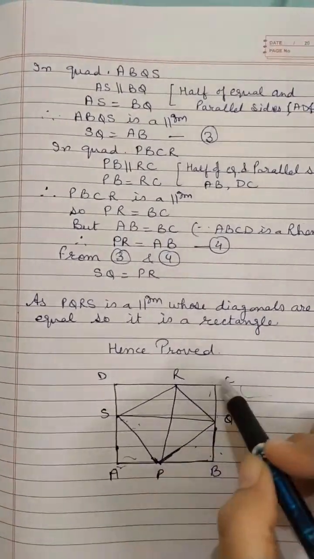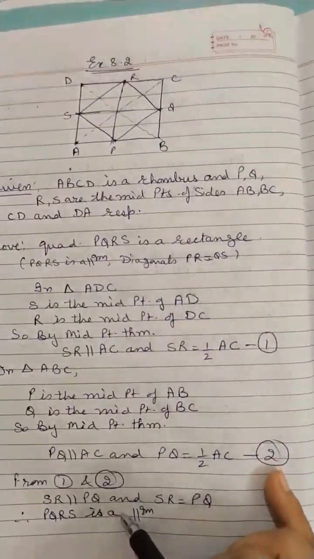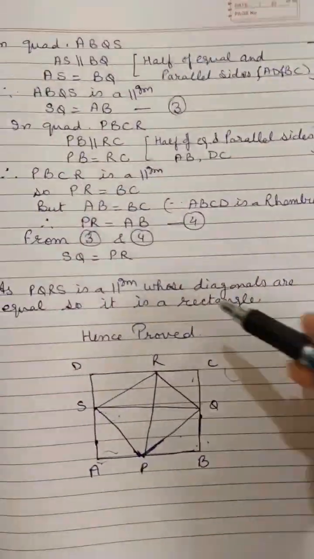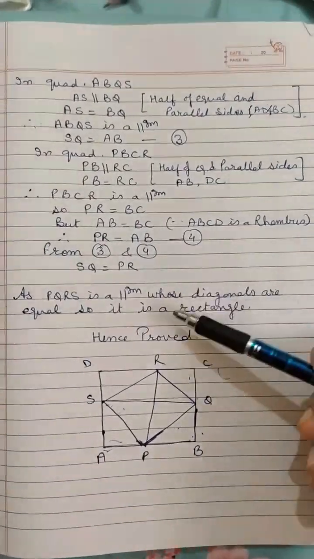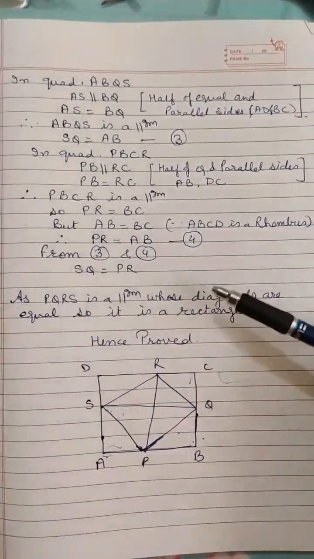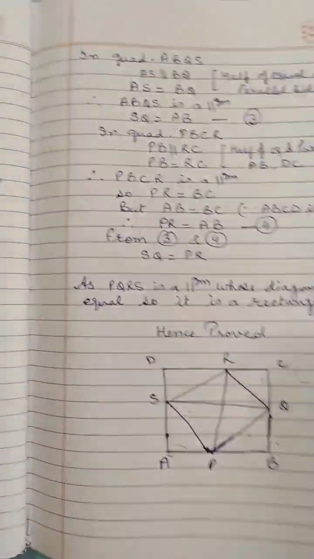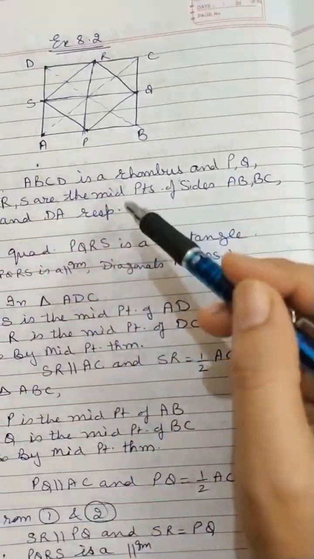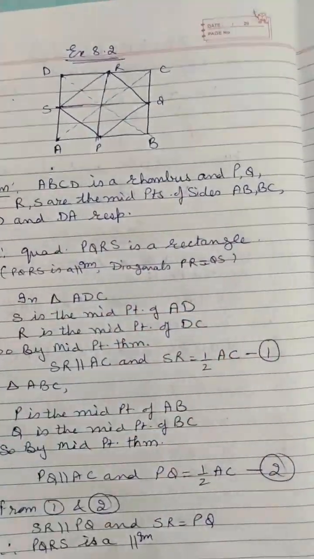So PQRS is a parallelogram, which we have already proved. First we have proved that it is a parallelogram, and now we have proved that the diagonals are equal. And a parallelogram whose diagonals are equal is always a rectangle. So hence proved: given ABCD is a rhombus, with the midpoints given, we can easily show that quadrilateral PQRS is a rectangle.